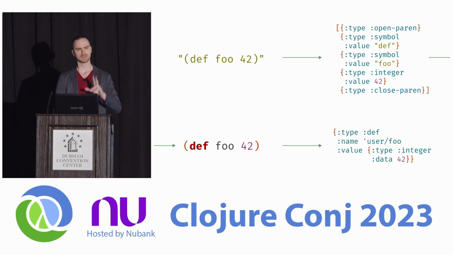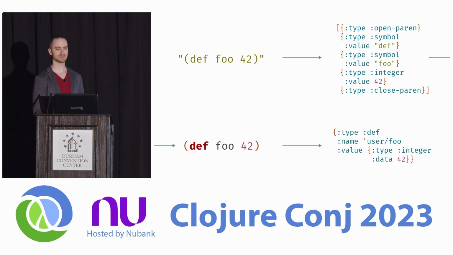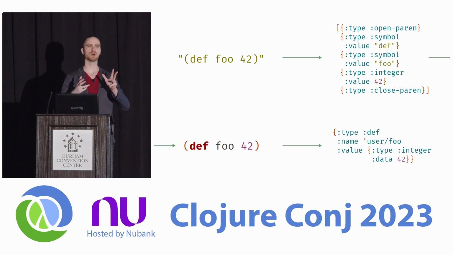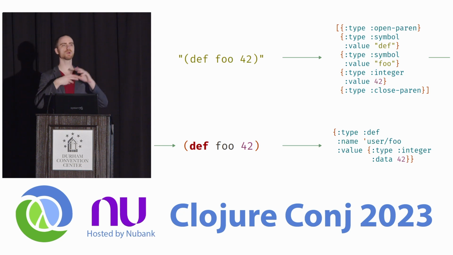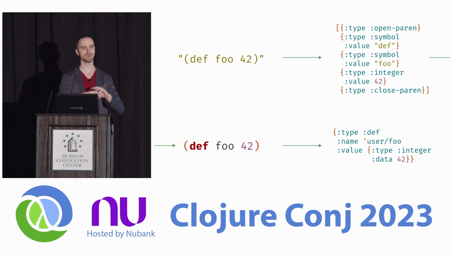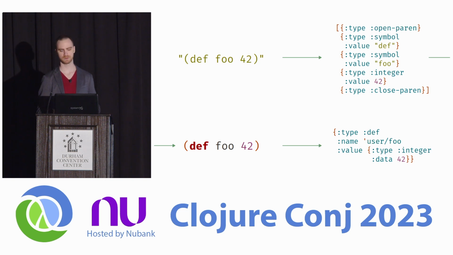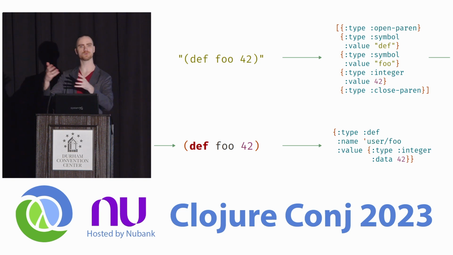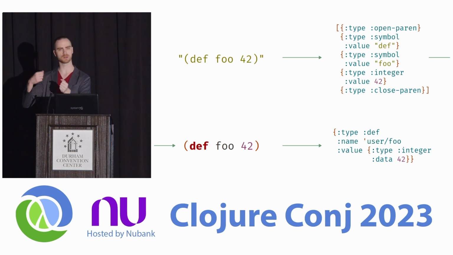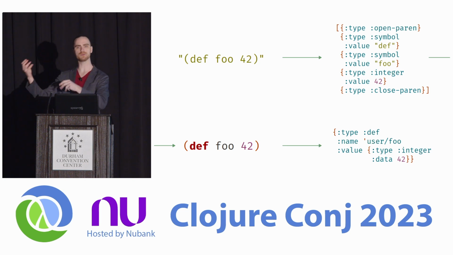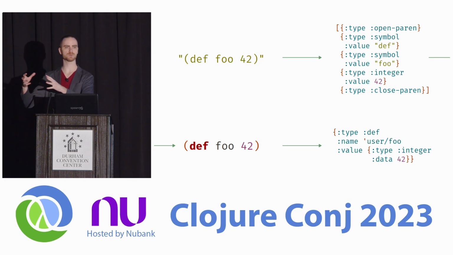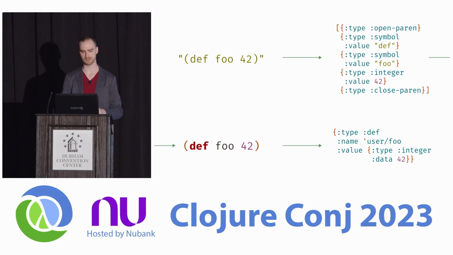Now, semantically, to analyze this, we also have a tree. But each of the nodes has more information in it. So, for example, this is a def, and the name is some fully qualified var, which we're going to need to intern. And the value is some other expression which we've done some analysis of.